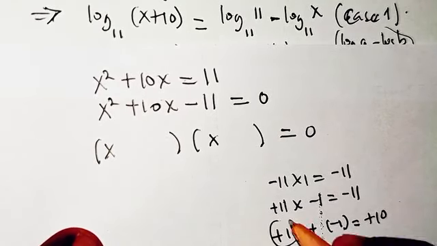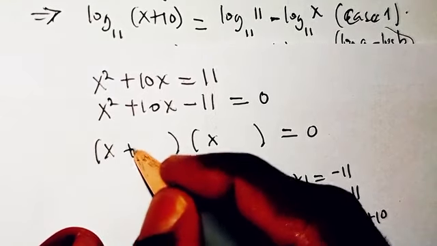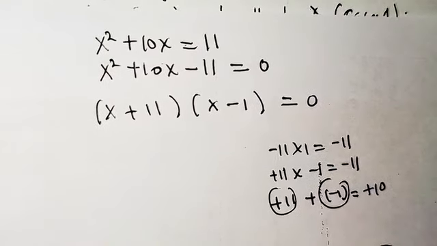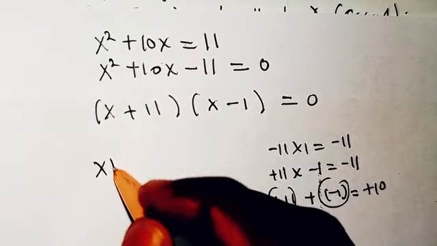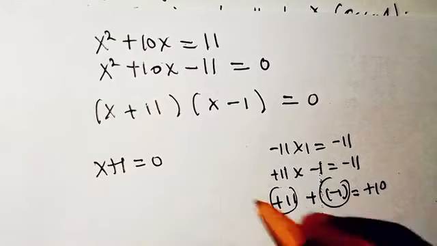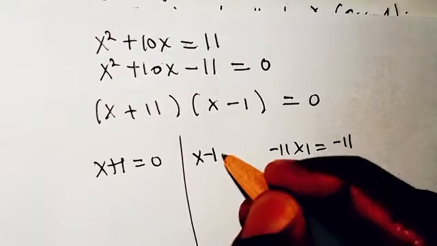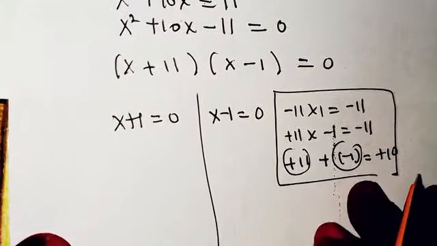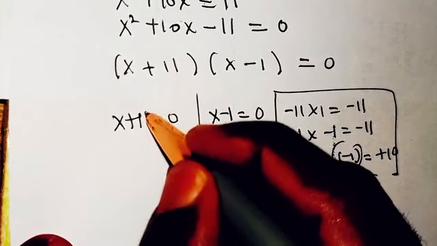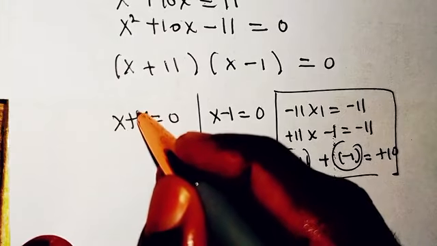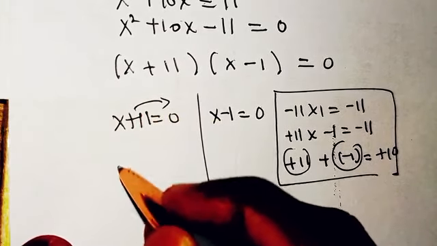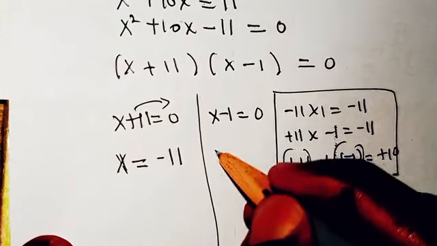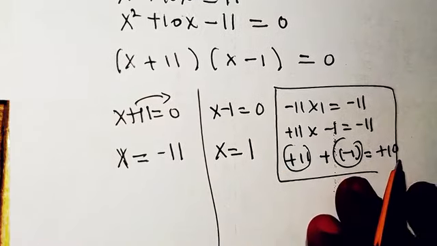So therefore I'm going to use this and this. So it's going to be x plus 11, then x minus 1, right? So from there we have x plus 11 equals 0, or we have x minus 1 equals 0, right? So when we transpose to the other side, we have x equals minus 11, and this is going to be x equals 1, right?